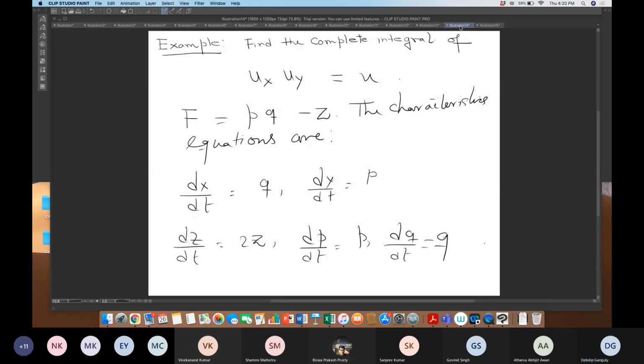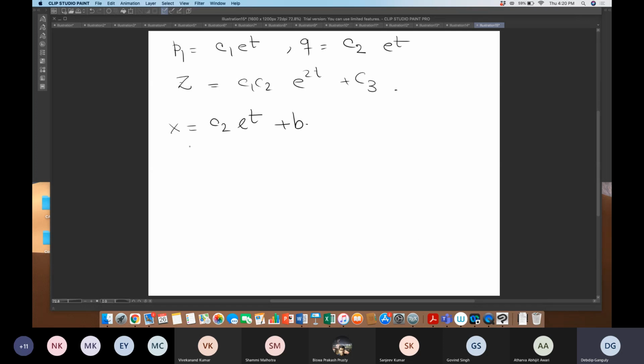Yes or no? So am I making some mistake? No, it's okay. C2 e to the power t plus b, and y is equal to C1 e to the power t plus a. Okay, and all C1, C2, C3, a, b are unknown because this is a parameterized one. Okay, so these imply C2 e to the power t is equal to x minus b, right? So we want to simplify this. C1 e to the power t is equal to y minus a.